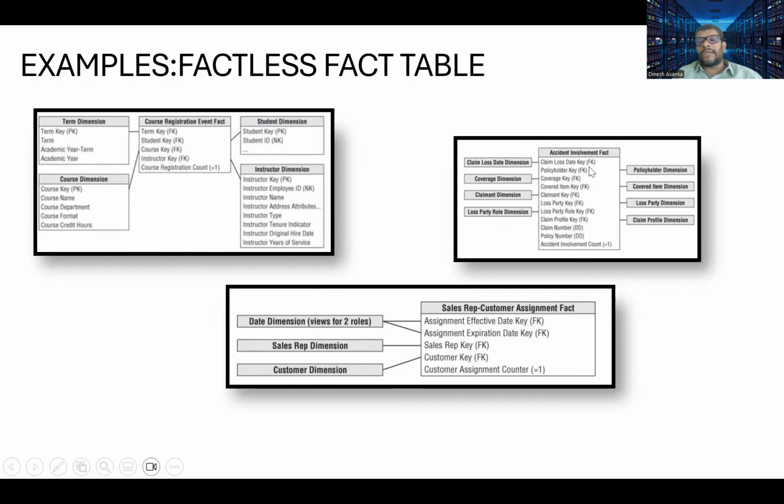You can see in this fact table all are foreign keys and there are no measures. So typically what we do is we have a column called accident involvement count or some measure. It is nothing but just a 1. So that when you sum it up, you can easily sum this column and say the total number is this, or average this number. That's the whole idea. So it's an arbitrary value that we introduce for a factless fact table. Theoretically we don't have a measure, but we introduce one to make our work easy.